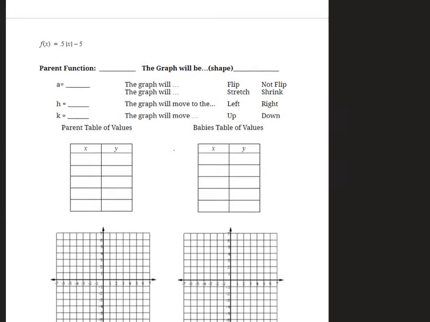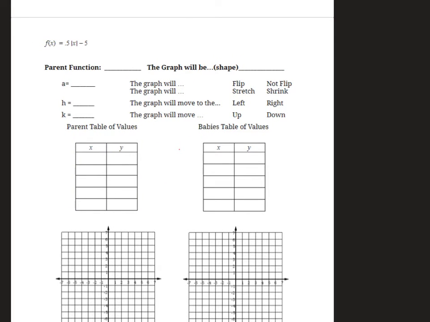Tell me what the parent function is and what shape the graph is going to be. Okay, we should have gotten absolute value of x, and the graph will make a V shape. Okay, so what is a? Does it flip or not flip, and does it shrink or stretch? A is 0.5. It is not going to flip because it's positive, and it is going to shrink because it is less than positive 1, sorry, my bad.